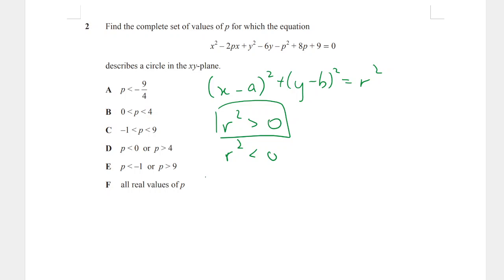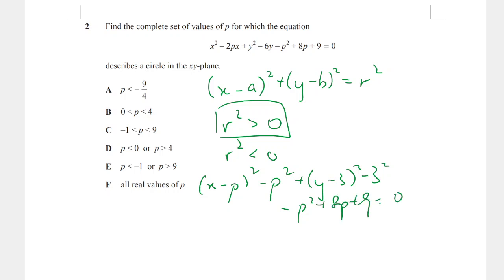So off we go. So x minus, you divide the coefficient by 2, right? So x minus p all squared, minus p squared to compensate, plus, same thing, y minus 3 squared, again minus 3 squared to compensate, minus p squared plus 8p plus 9 equals 0. Happy so far? All right, okay, so this simplifies into what?